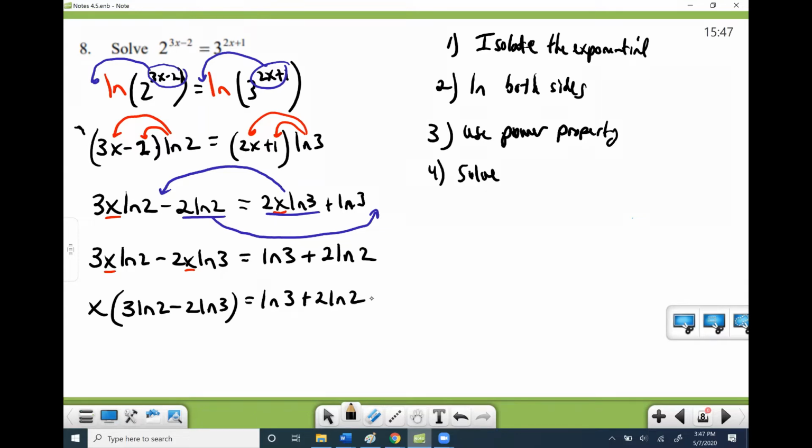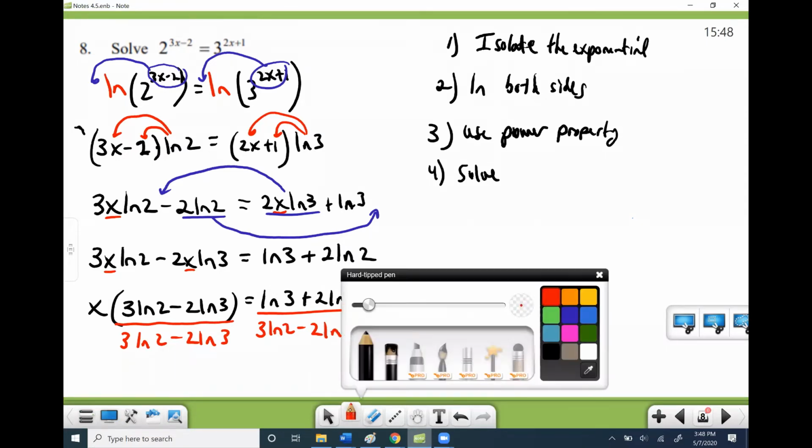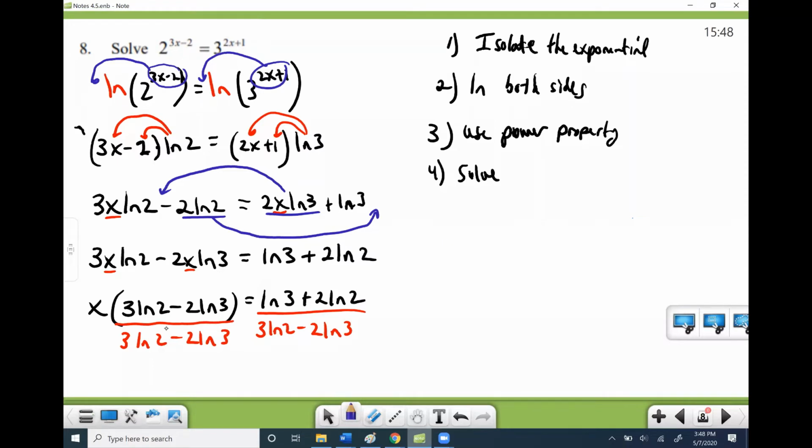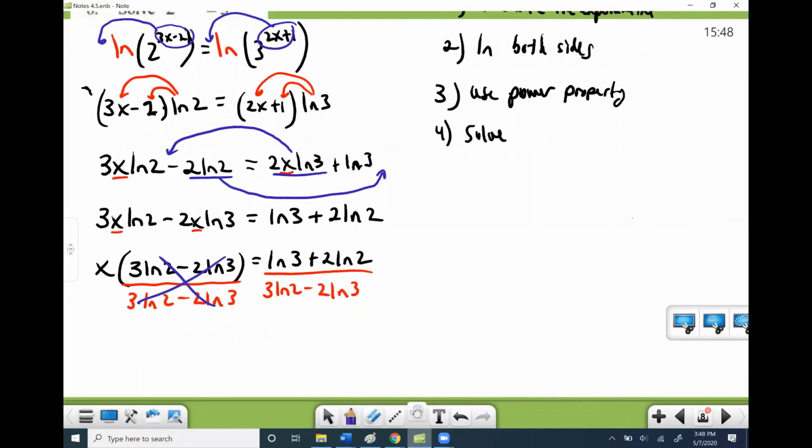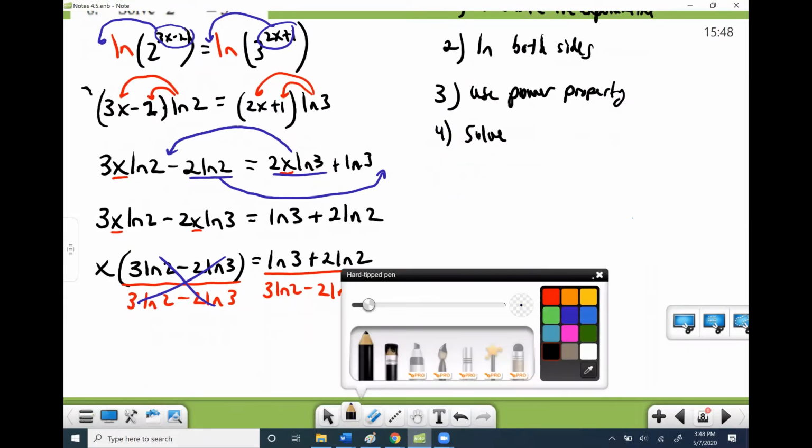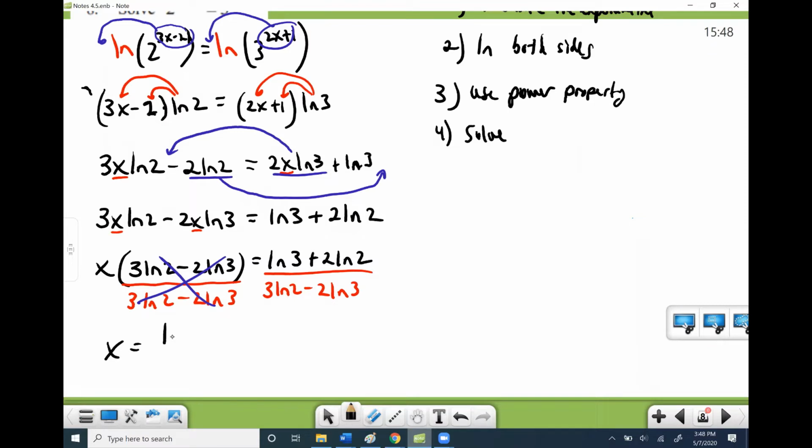Okay. And we're on the home stretch, guys. If I want to isolate the x, then I just need to divide both sides by this. Okay, it's an ugly thing to divide by, huh? You guys are like, oh my gosh, but that's not hard to do, it's just ugly. So that's our answer.